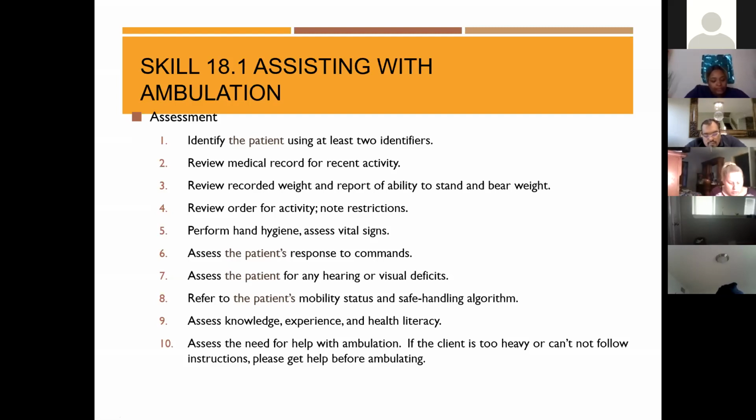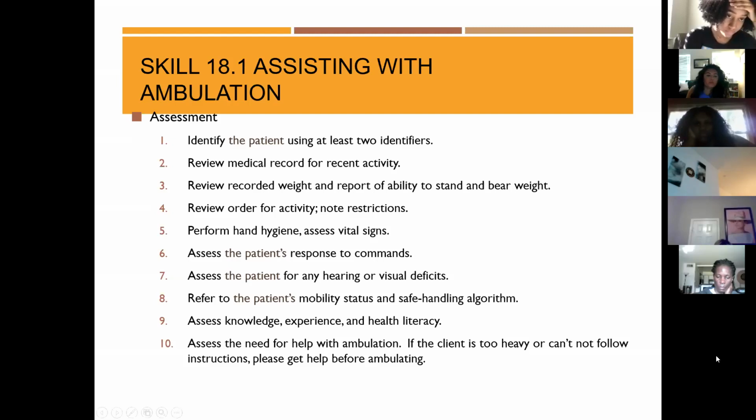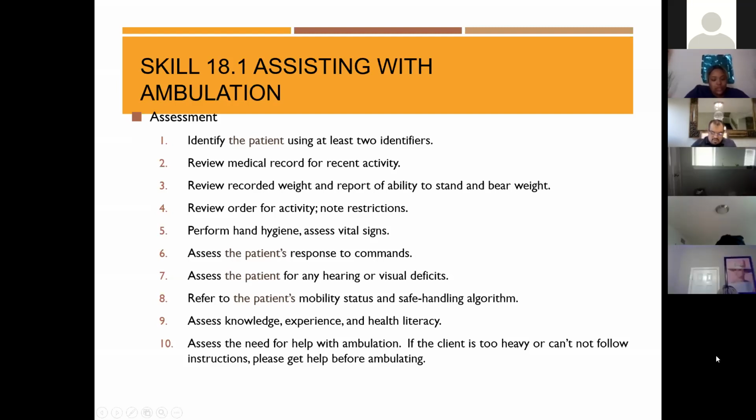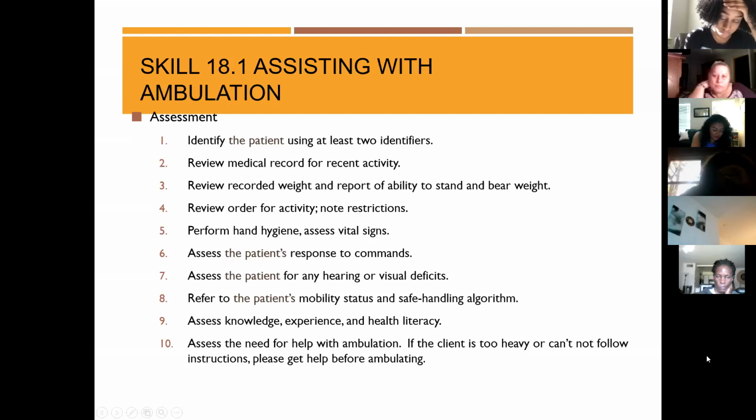Also note if your patient has any orthostatic hypotension, any history of that. Anybody know what that is? Orthostatic hypotension? Whenever their blood pressure drops. Yeah, it's so hard to hear you, Miss Castillo, but you're right. It's when you move from one position to the other, like if you're lying and you sit up or you stand up and your blood pressure drops, right?